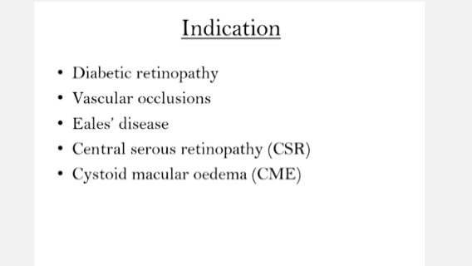What are the indications, in which conditions can we do an FFA? The indications of fundus fluorescence angiography are diabetic retinopathy, vascular occlusion, Eales disease, central serous retinopathy (CSR), and cystoid macular edema. In these conditions, we can suggest or indicate the FFA test. FFA is a very powerful ophthalmological test to diagnose retinal diseases and vascular diseases of the retina.